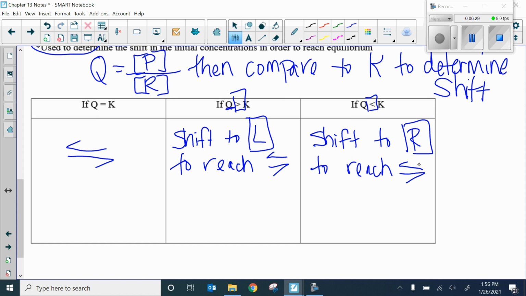And what those stresses might be is what we learned in Le Chatelier's principle. Do I have to change the amount of energy in the system by adding heat or removing heat? Do I have to change the volume? Do I have to change the pressure? Like, what is the stress that's going to cause the shift to move in the direction that I need it to reach equilibrium? Okay, so just a little bit about Q and K, and we will put that in action when we work through some book problems. Have a great day.